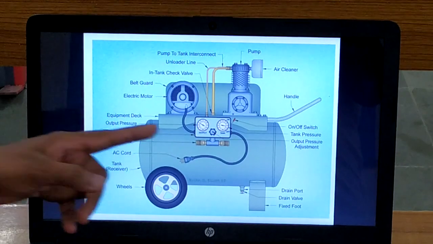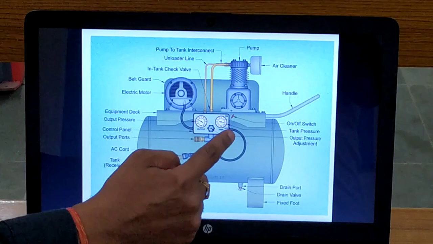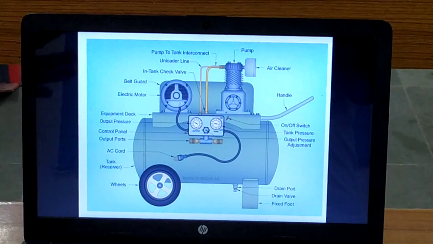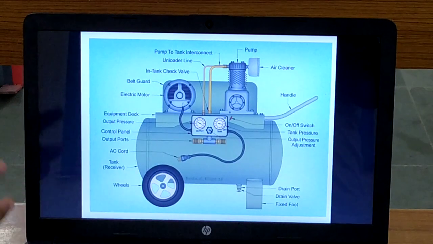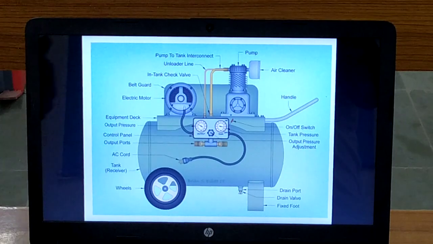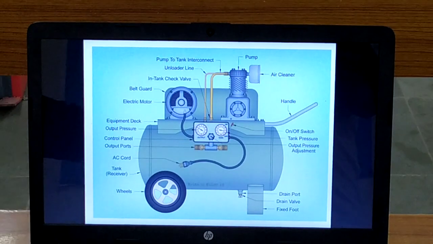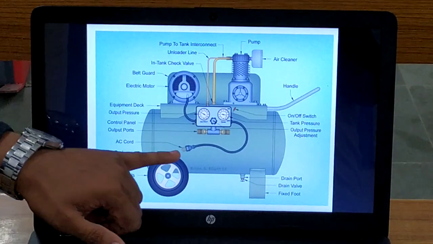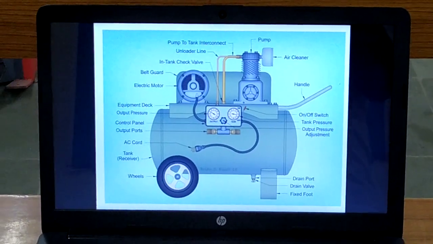This is the equipment deck, and here is the output pressure. There are two pressure gauges. One is the output pressure gauge, and the other one is the tank gauge. The tank gauge measures the pressure inside the tank, and the output gauge measures the pressure of the output pipe. These are the two output ports where we can connect air pipes for outputs. This is your AC cord. We give the AC supply to the motor so that the motor will drive.